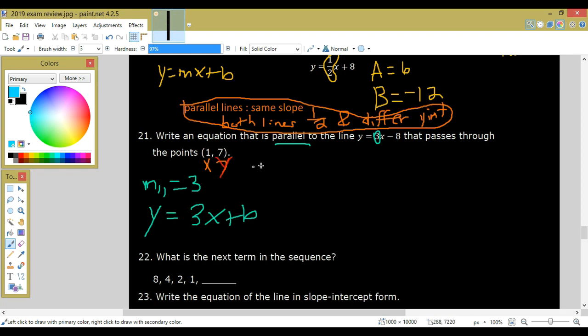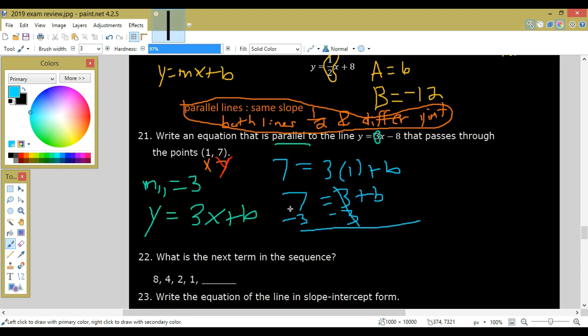So when we plug them in, we get 7 = 3(1) + b. 3 times 1 is 3. We want to get all the constants on one side, so let's subtract that 3 from both sides. 3 minus 3 is 0. 7 minus 3 is 4. Carry down your b. b equals 4. So your equation that's parallel to this line and passes through this point would be y = 3x + 4.